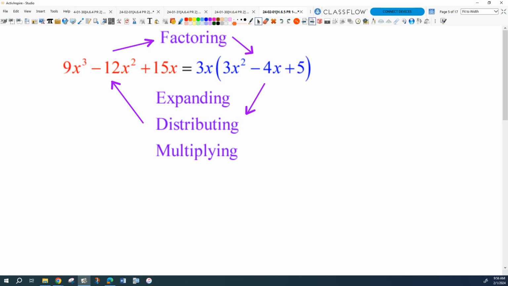Before we launch into that, though, let's just remind ourselves we're entering the section of chapter 6 where we're reviewing and adding to our knowledge of factoring, right? Factoring polynomials. What does it mean to factor? Factoring is the opposite of multiplying. One undoes the other, right?